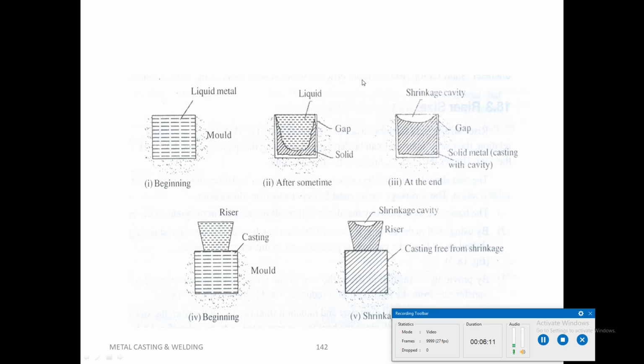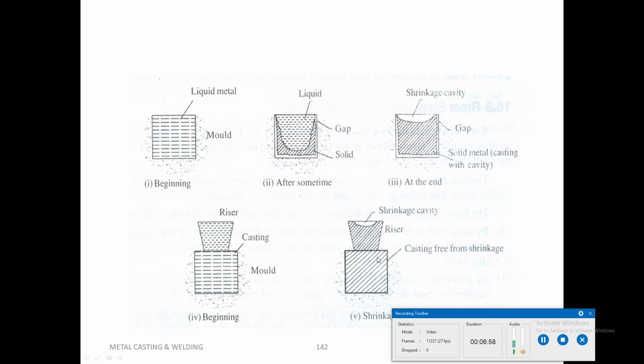So you can see, to compensate for this shrinkage, since no additional metal is supplied, the riser comes into use to accomplish the required task. Since the riser is the last portion to be fed with the molten metal, the metal contained in the riser will be in the liquid state, and thus the liquid metal in the riser will flow into the cavity, thereby compensating for the shrinkage effects.